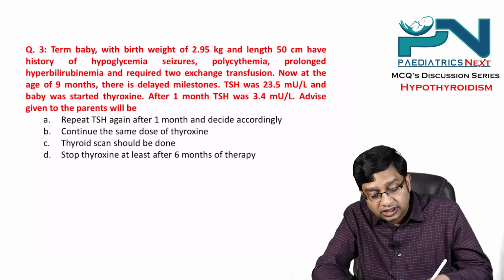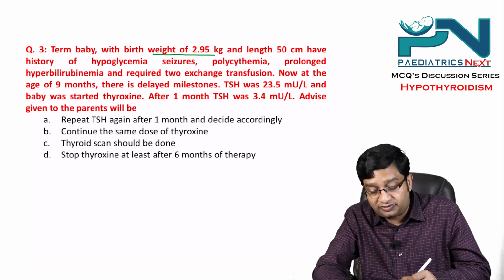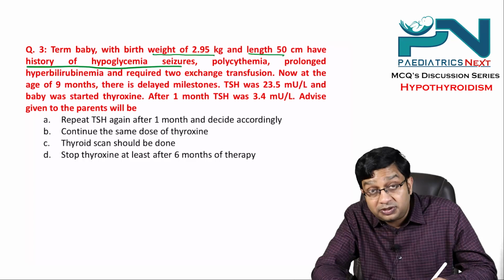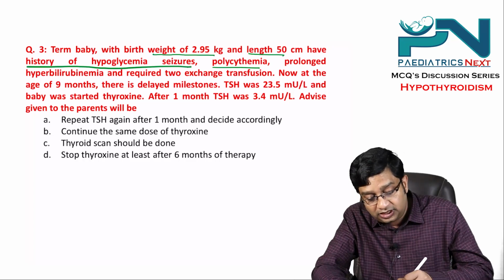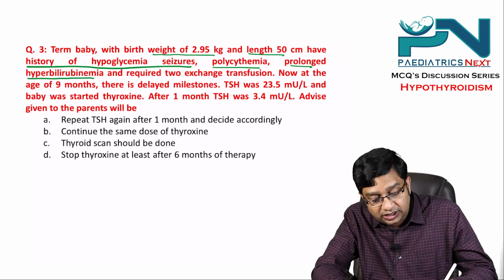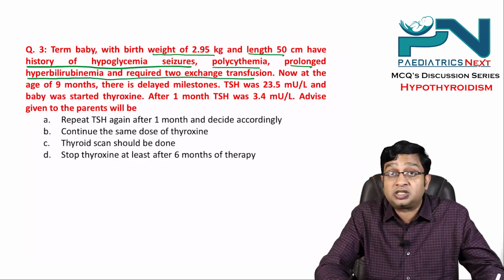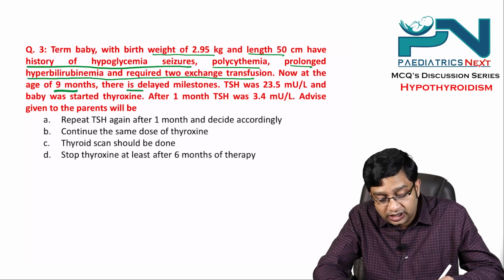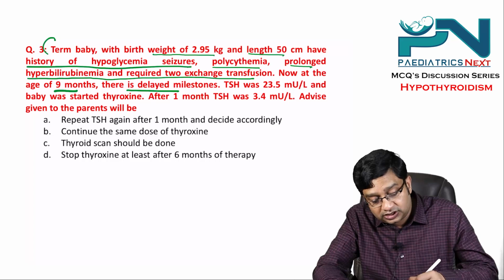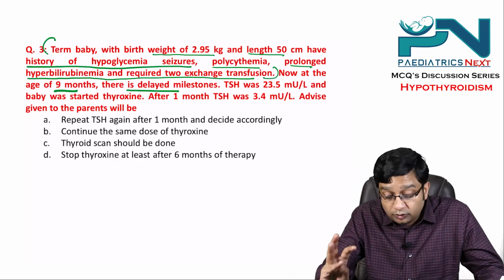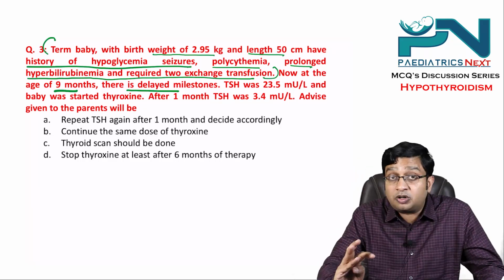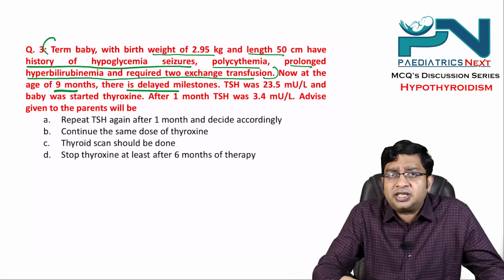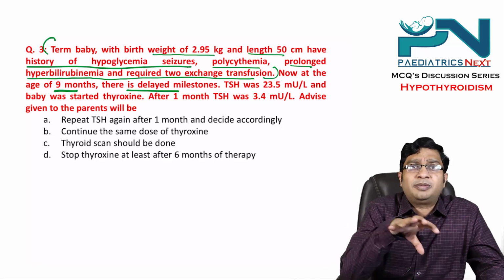Question number 3. A term baby, birth weight of 2.95 kgs, length 50 centimeters, has a history of hypoglycemic seizures, polycythemia, prolonged hyperbilirubinemia, and required exchange transfusions. Right? Now at the age of 9 months, there is delayed milestone. Right? Now if you first see these points particularly, hypoglycemic seizures, polycythemia, prolonged hyperbilirubinemia, this can very well be explained that the mother had diabetes, and this might be a case of infant of diabetic mother.